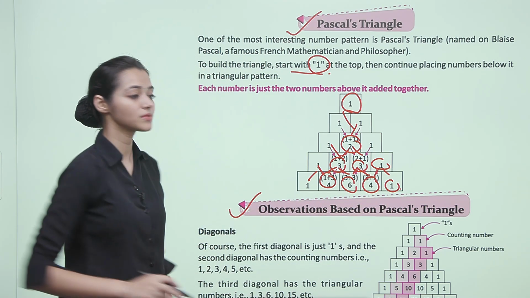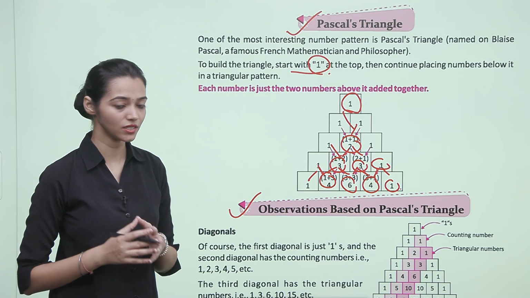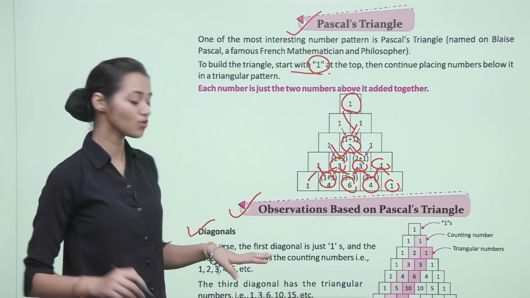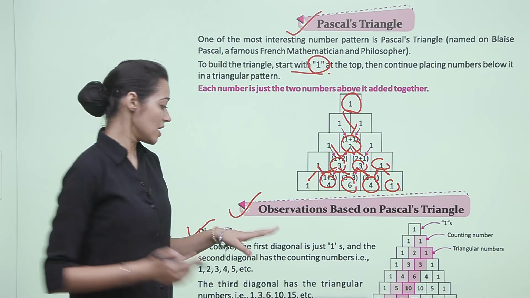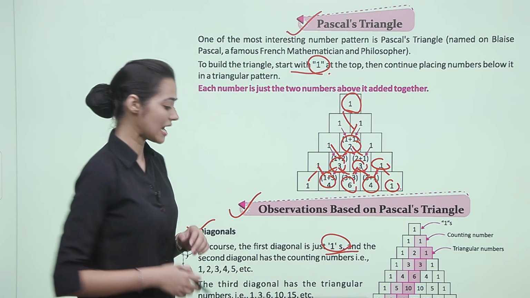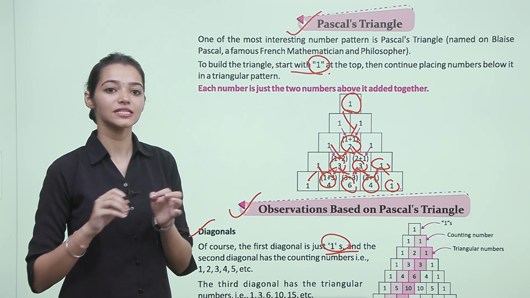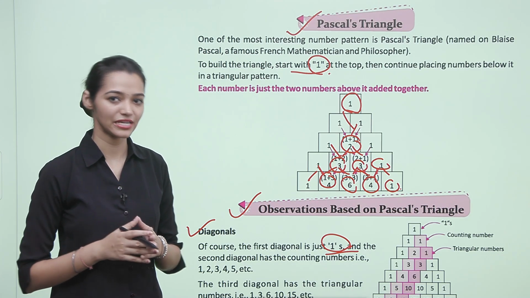Now let's look at the observations based on Pascal's triangle. Now here are our diagonals. Of course, the first diagonal is just 1s, and the diagonal we are counting is 1, 2, 3, 4, 5 etc.